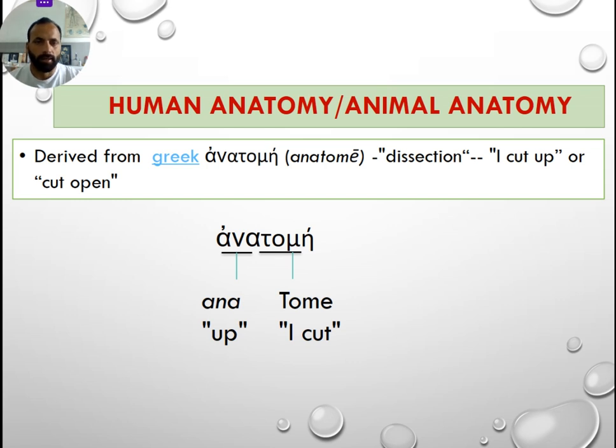So how did human anatomy or animal anatomy come into existence? If you see the Greek derivation of anatomy, it means dissection, or I cut up, or cut open. Basically, it has been derived from the Greek word anatome, where ana means up and tome means cut. So anatomy is basically studied while going for the dissection of any type of plant, animal or human being. That's why the terminology and the definition are like that: to study while cutting, to study while dissecting, and that becomes anatomy.